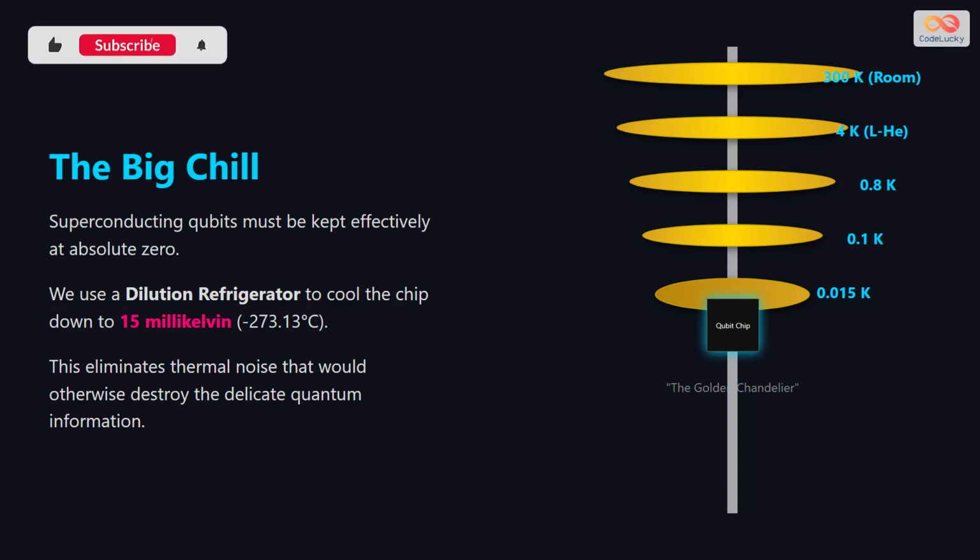These circuits are incredibly sensitive. Any thermal energy from the environment would randomize the qubit state immediately. That is why they reside inside a dilution refrigerator. This machine, often called the golden chandelier, cools the chip down to 15 millikelvin. That is colder than deep space. At these temperatures, the metal becomes a superconductor with zero electrical resistance.